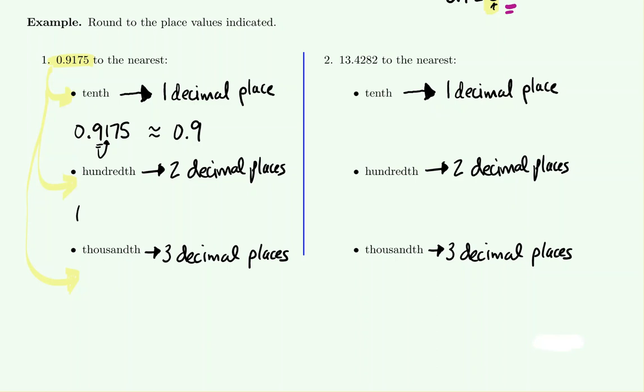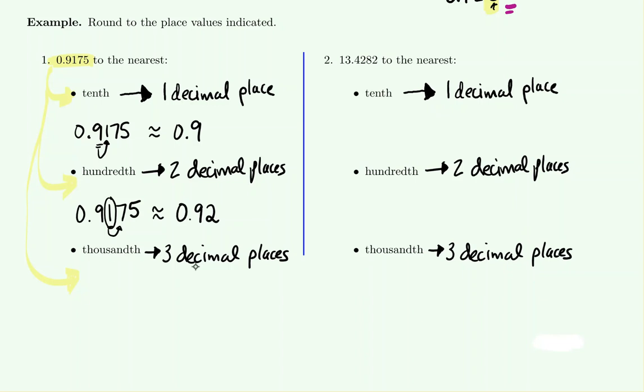Now to the hundredths place, we know that's to the second decimal place, so you would go over 1, 2. This is what we're curious about. Do we leave it as 1 or do we go up to 2? You look to the right. It's a 7, bigger than 5. So this digit goes up by 1. It's currently 1, so now it will be 2. So we're going to show I'm going to round that as 0.92.